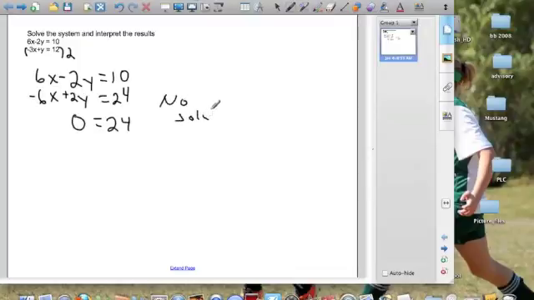And this is what you're going to be doing when you're doing these. You're going to be solving these thinking that there's a one-point solution, and all of a sudden as you go through the problem, you're going to see that you're either going to get 0 equal to some number and you know it's no solution, or you're going to get 5 equal to 5 or 0 equal to 0, and then you'll know that it is infinite solutions.